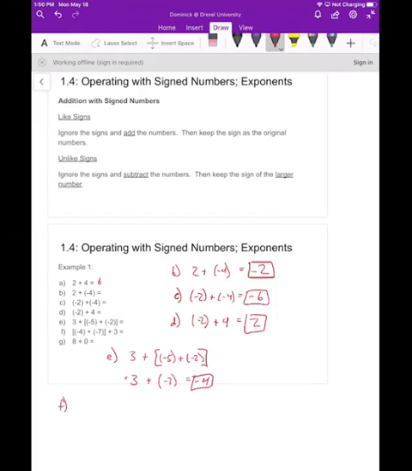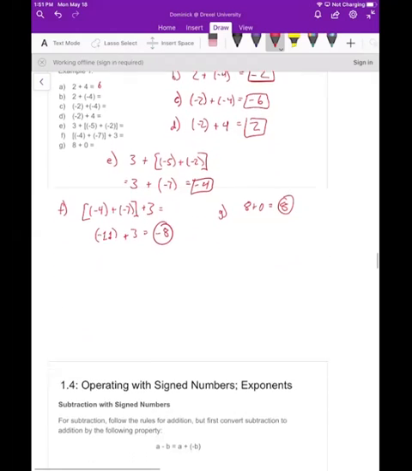All right, for part F, same idea. I want to worry about the inside of those parentheses first. So if I add negative 4 and negative 7, that will give me a negative 11. So I have a negative 11 plus 3, and of course, that will give me a negative 8. And then for part G, we just have a 0 thrown in there. So 8 plus 0. If you add 0 to anything, you're not changing it, so that's still 8. 0 is technically neither positive nor negative, but that's easy, right? You just keep it the same.